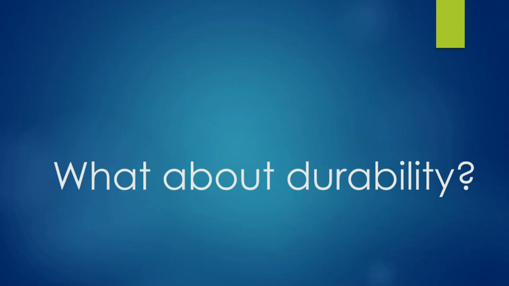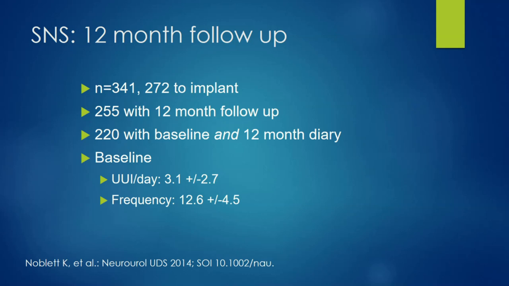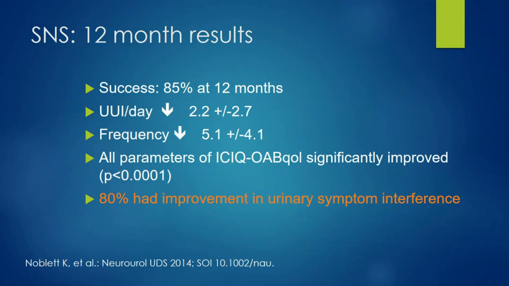What about durability? Looking back at Karen Noblett's same 272 patients, at 12-month follow-up, she had 220 patients who had both baseline and 12-month diaries. They started with 3 urgency incontinence episodes a day, and frequency of almost 13 in a day. At 12 months, 85% of them were successful based on the parameters that they had defined. This is quite a difference, from 12.7 down to 5 times a day. So they did quite well, and it was durable at 12 months.